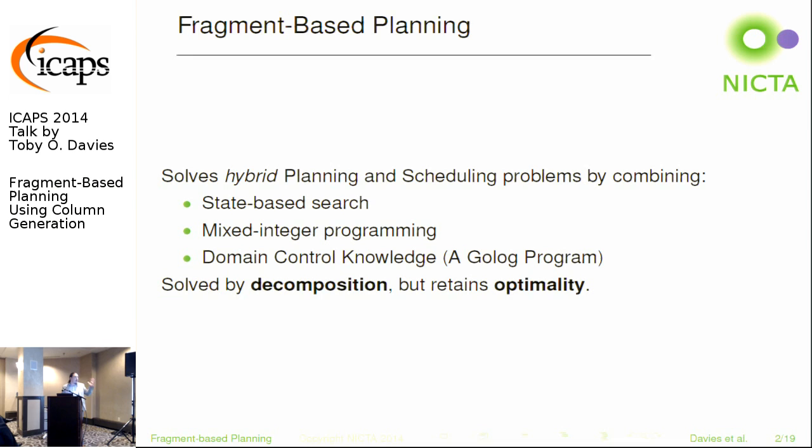And how we do that is by combining three techniques. Planners don't like having to wait for other people, because the delete relaxation says, hey, it was clear at one point, I can continue using this resource forever. And schedulers, and in particular we're using mixed integer programming, don't like having to guess how many resources you have to use. And we also use domain control knowledge in the form of a Golog program, and that is actually the specification of the problem.